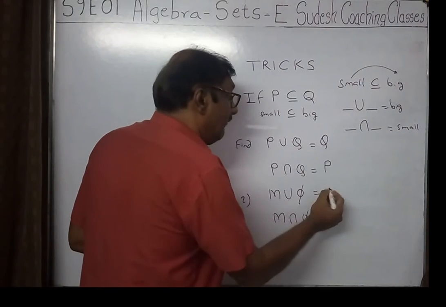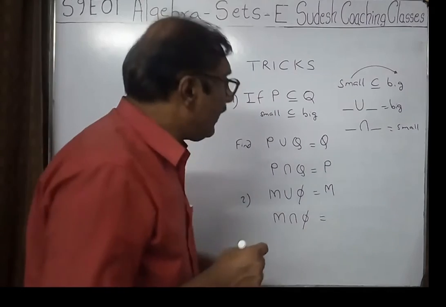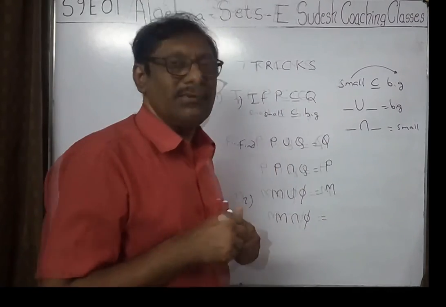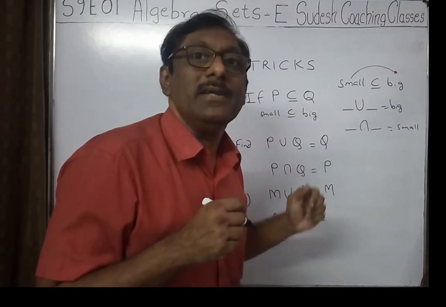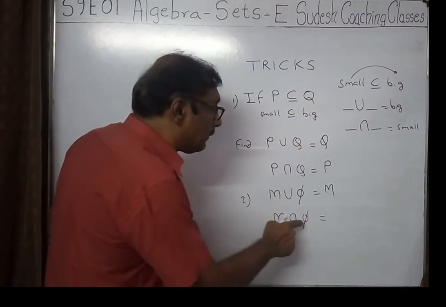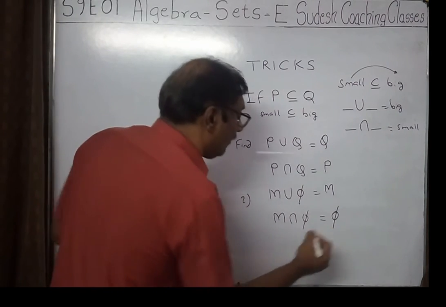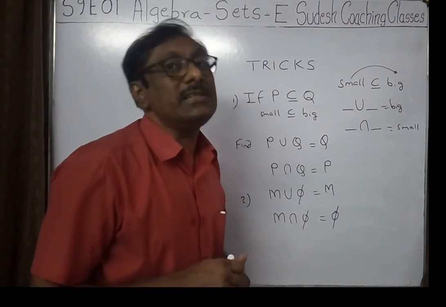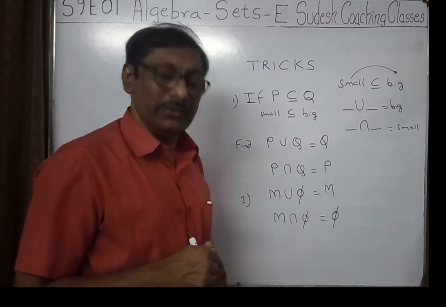In the union, we write the biggest set and that is the answer, M. Right? In the intersection of the two sets, the smallest one among them is the answer. Tell me, M is small or empty set is small? Empty set is small, so the answer of this intersection of two sets is the smallest set, the empty set. Did you understand, students? Good.